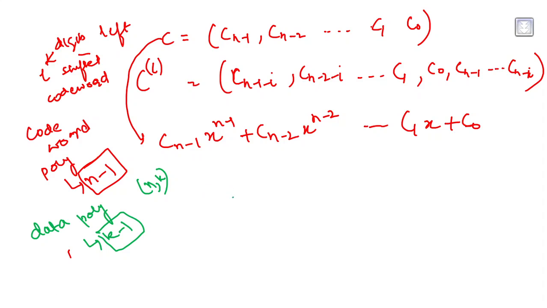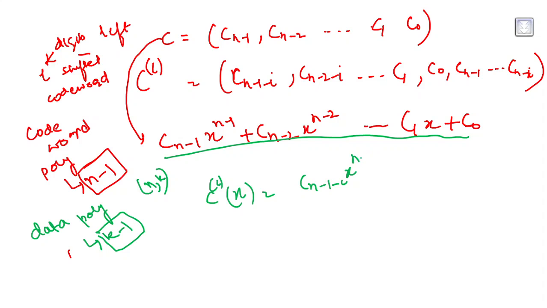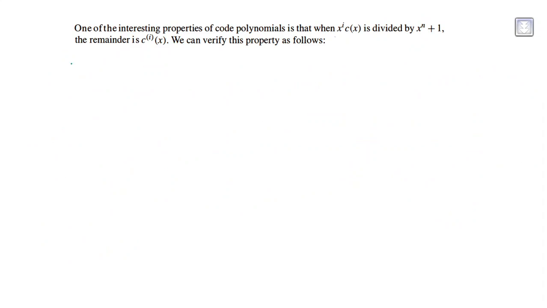Okay, so my code word will be C equals to this. And the I-bit shifted code word will be C of n minus 1 minus I x to the power of n minus 1, plus C of n minus 2 minus I x to the power of n minus 2, and so on till C of n minus I. Okay, so coming to the first property.